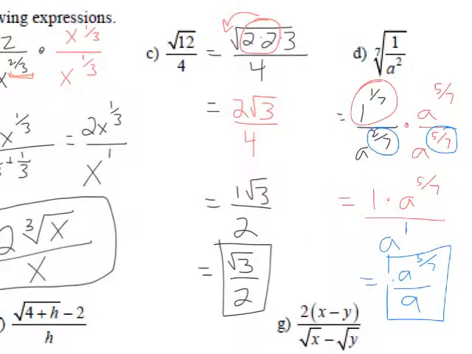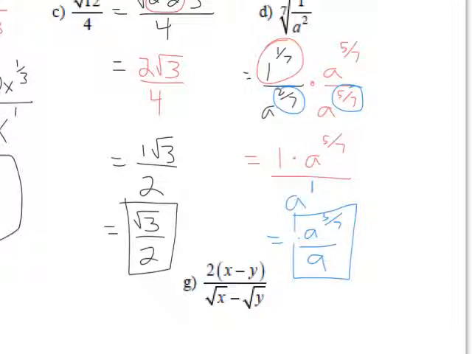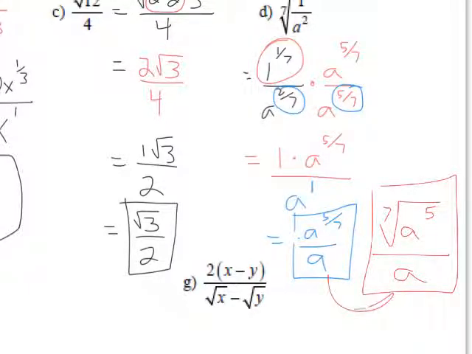If we wanted to write that as a radical expression, we could. It would be the 7th, not 3rd, 7th root of a to the 5th all over a. So either one of these works, but the important thing is we've removed the radical from the denominator.